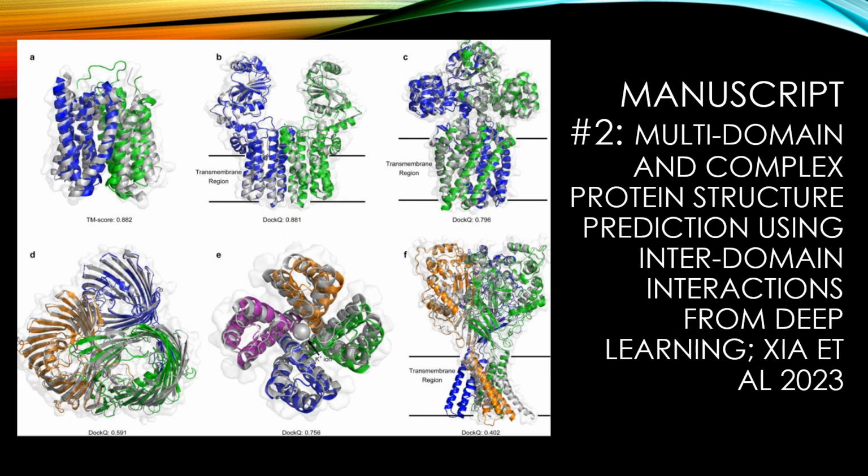In my second manuscript, this study was actually using a similar program called Deep Assembly to predict structures of proteins with multiple domain subunits, so larger proteins. In this image specifically, we can see in the gray, they have the experimental structures of transmembrane proteins from PDB, and it is being compared to the predicted structures from Deep Assembly. The different colors in each of the structures show the different domains or the chains of each of the proteins.